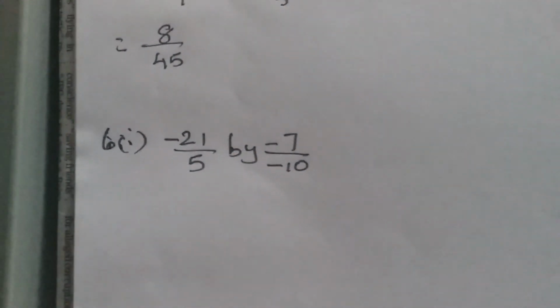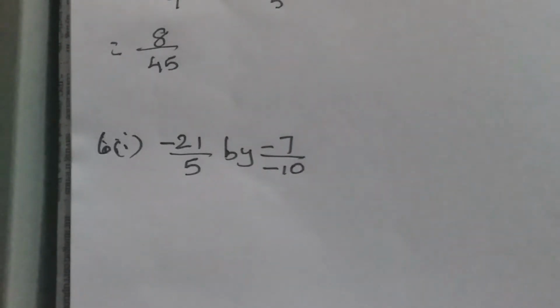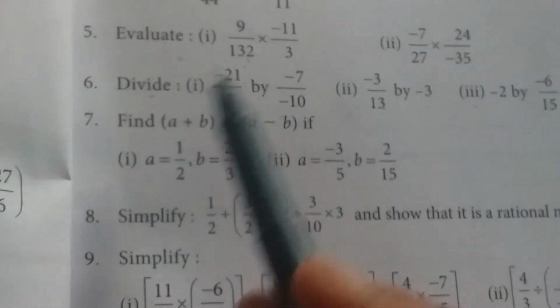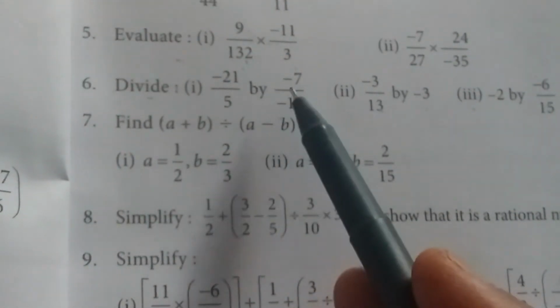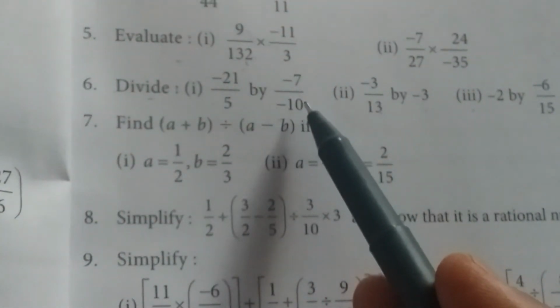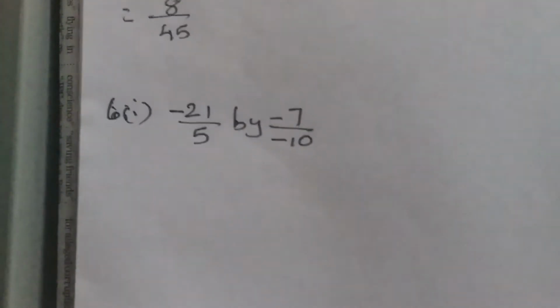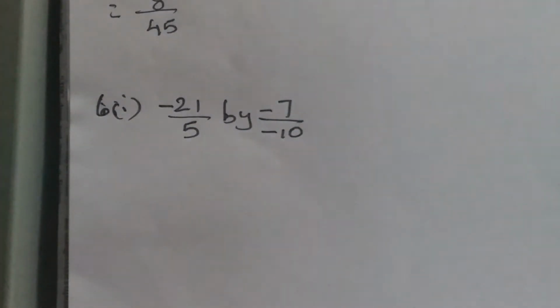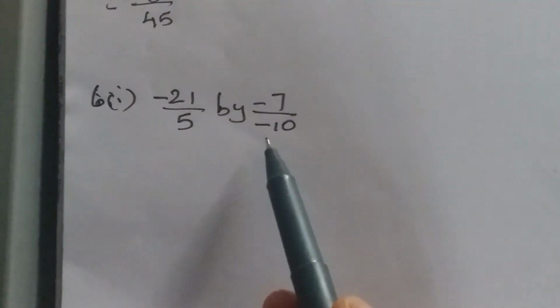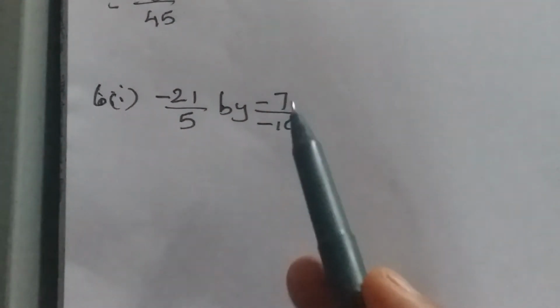Now let's move on to the next sum. Question number 6. It is division. Sixth one is division. It says divide. Question number 6 is divide minus 21 by 5 by minus 7 by minus 10. Okay. So minus 21 by 5 divided by minus 7 by minus 10. So there is a negative sign in the denominator. First take it to the numerator.